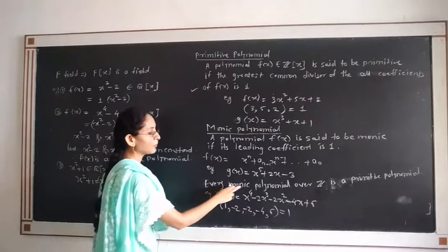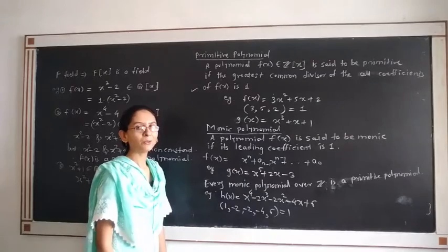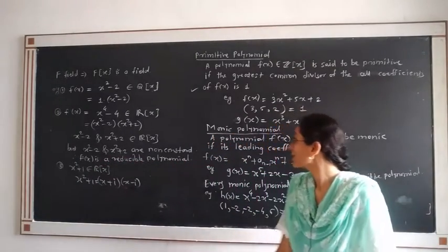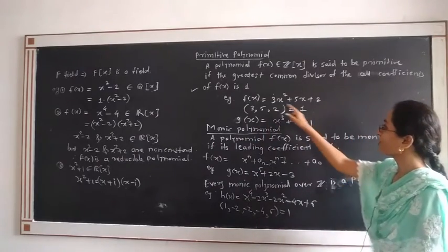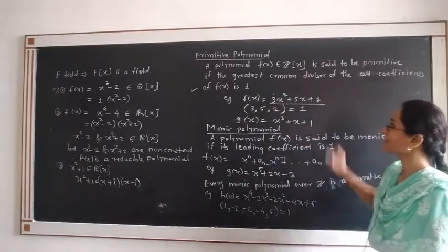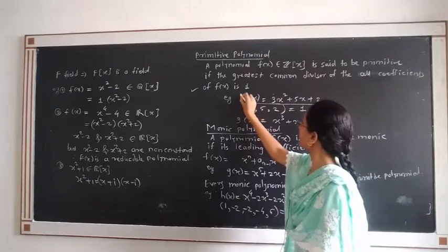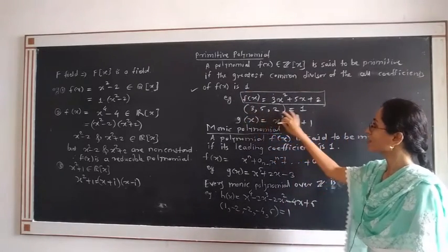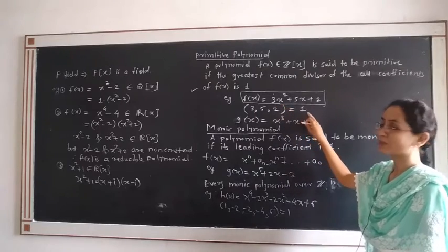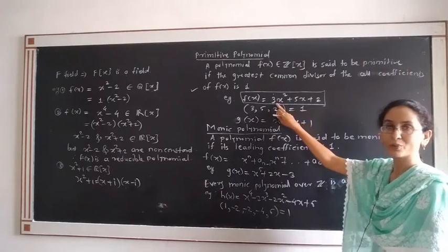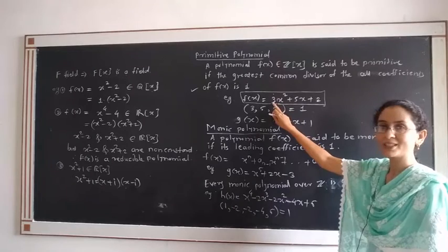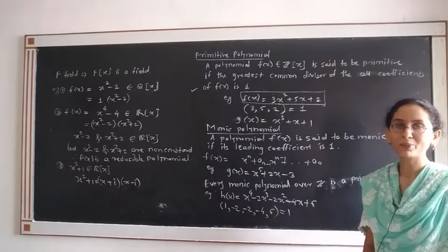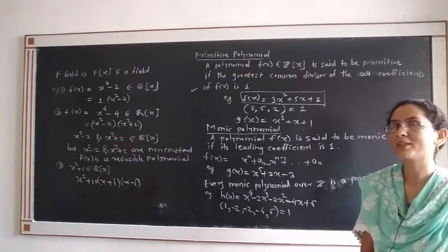Therefore, every monic polynomial over Z is a primitive polynomial. But the converse need not be true. For example, consider this polynomial f(x) = 3x^2 + 5x + 2. See that this is a primitive polynomial because of what? The GCD of the coefficients of f(x) is equal to 1. But it is not a monic polynomial because its leading coefficient is 3, not 1. Therefore, f(x) is a primitive polynomial but not a monic polynomial.